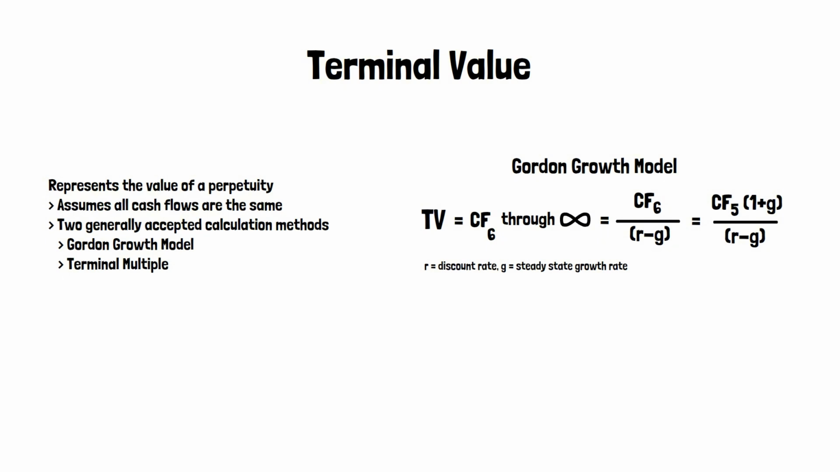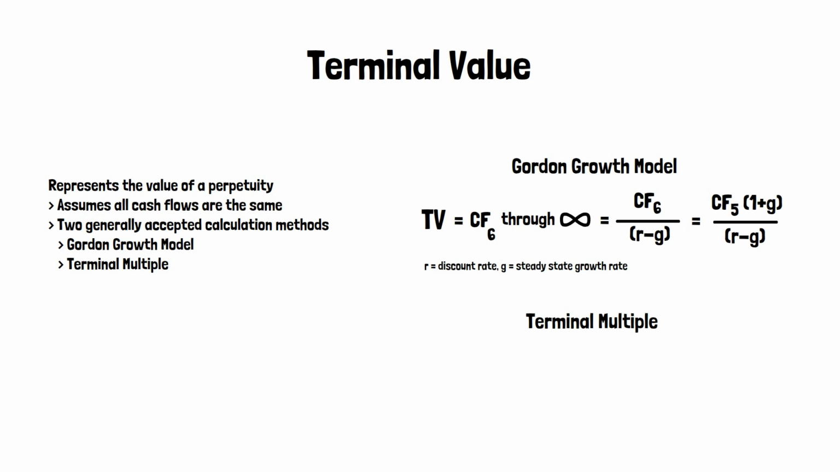Using the Gordon growth model, the terminal value for cash flows 6 through infinity is equal to the cash flow in year 5 multiplied by 1 plus the terminal growth rate, divided by R minus G. R representing the discount rate and G representing that growth rate. Since we're using cash flows 6 through infinity, this will give you the terminal value discounted for that period to year 5.